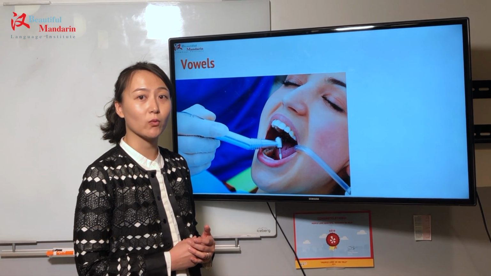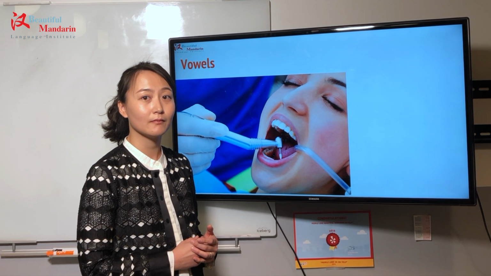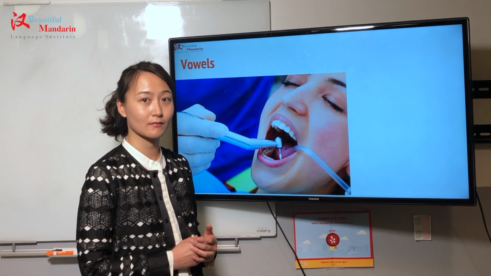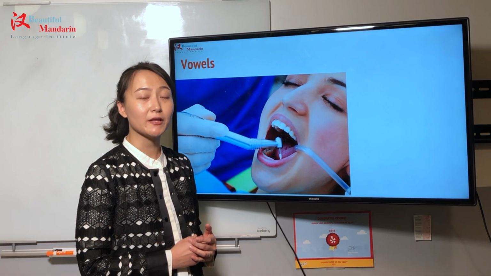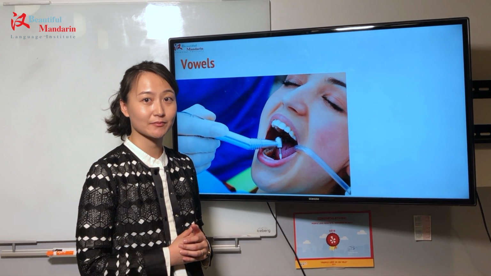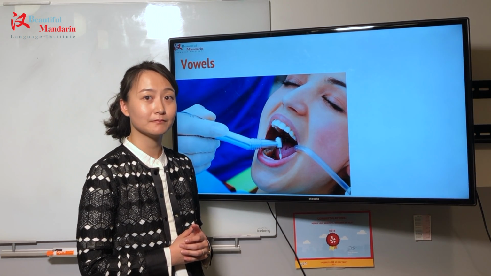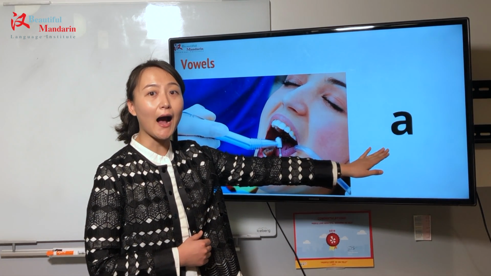The first vowel we're going to learn is a. When you pronounce a, you open your mouth wide and big. It's like you are seeing a dentist. A.